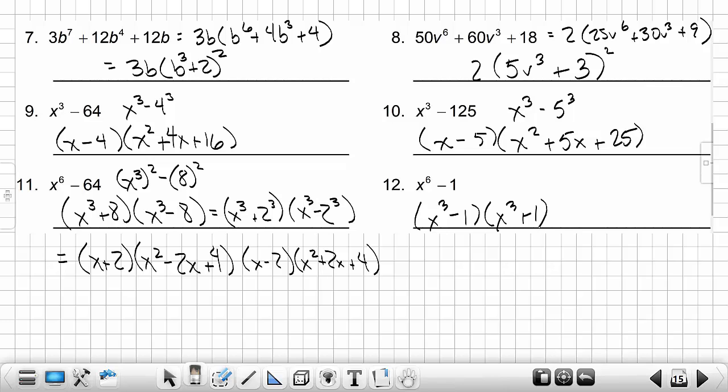So this breaks down the same way as this one. This is going to be difference of two cubes, x minus 1 times x squared plus x plus 1. And this one's sum of two cubes, x plus 1, x squared minus x plus 1. And there, that would be completely factored out.